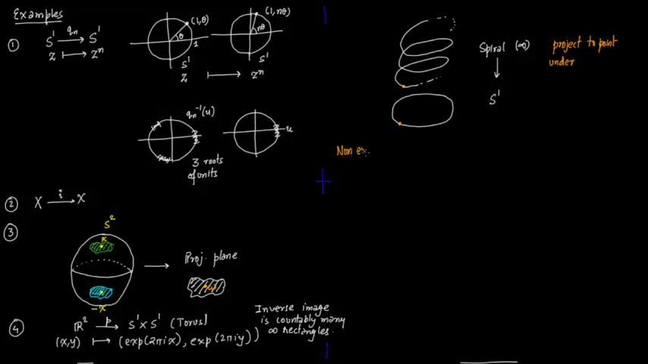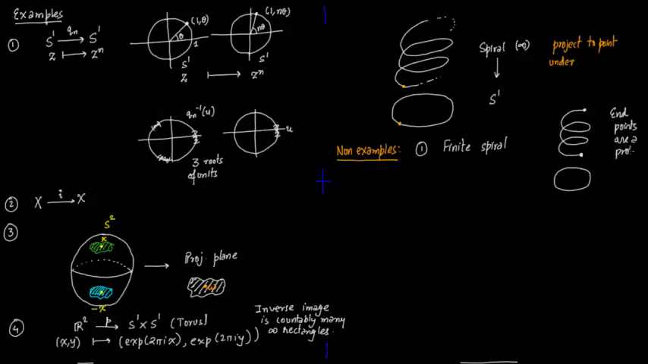Now we want to talk about non-examples, and non-examples are important because they help us think about what might not be a covering space. So the first non-example we are going to do is a finite spiral. So the spiral starts at some point and it ends at a certain point, and then you project everything to the circle beneath it. Now this is not a covering space because the endpoints create a problem. So endpoints do not form something called an admissible neighborhood. So endpoints do not have an admissible neighborhood.